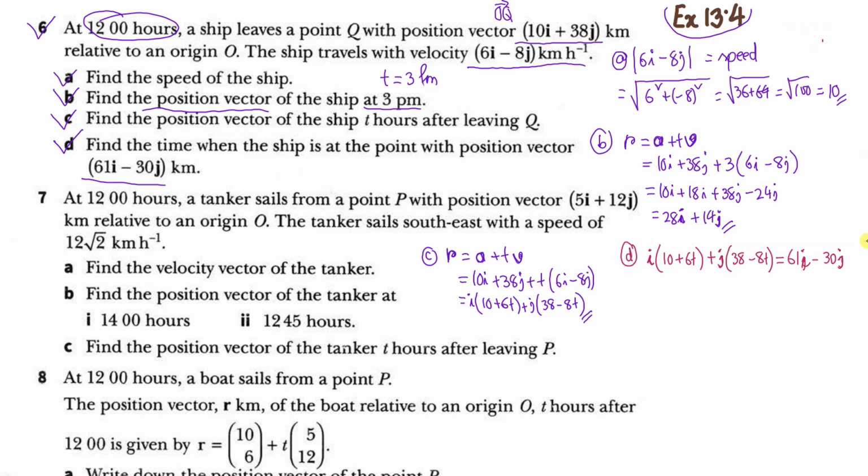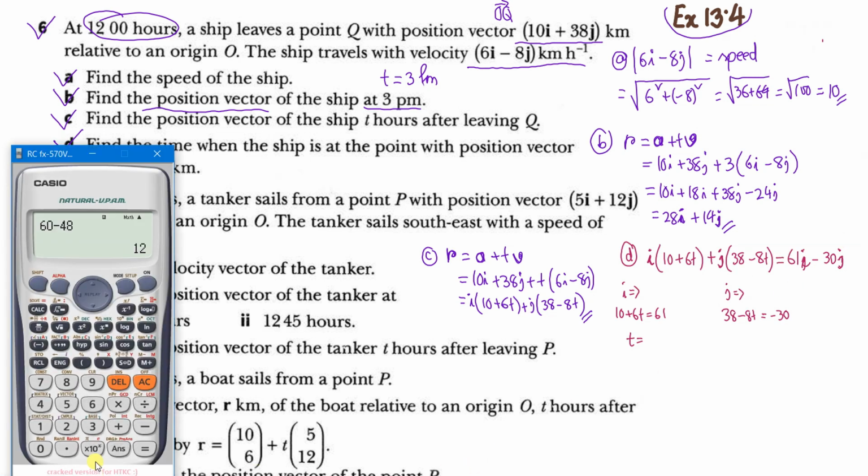So let us find out the value of t from there. If I equate the coefficient of i, it gives us 10 plus 6t equals 61 we got from here. And another one, the coefficient of j gives us 38 minus 8t, which equals minus 30. So find out the value of t from here. Let me see what the t value is coming. We need to use a calculator, so let me use the calculator to do that.